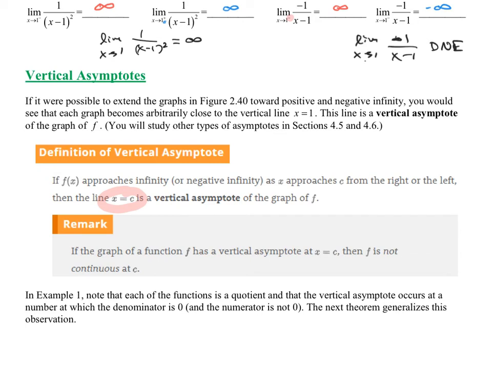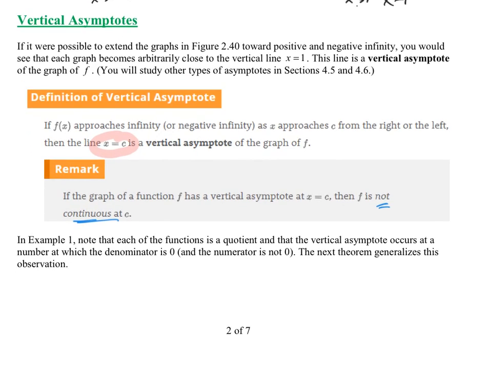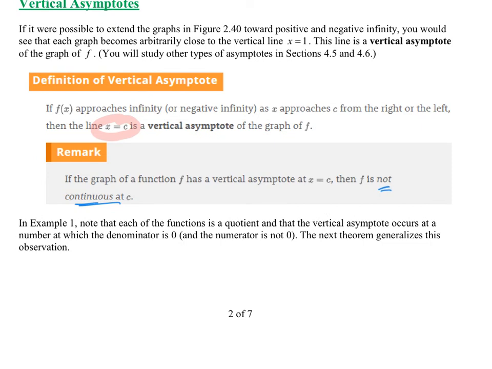Okay? So another thing here is if it is a vertical asymptote, just to let you know, then it cannot be continuous because it is not defined at that point. Even if it was defined at that point, the limit does not exist. So it says in example 1, note that each of the functions is a quotient and that the vertical asymptote occurs at the number in which the denominator is equal to 0. The next theorem generalizes this observation.